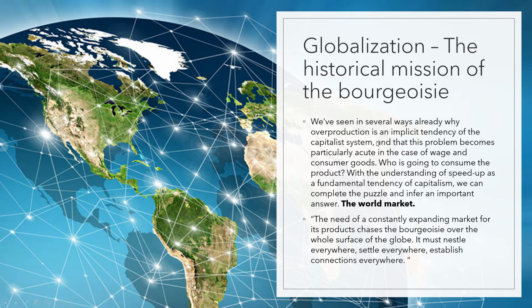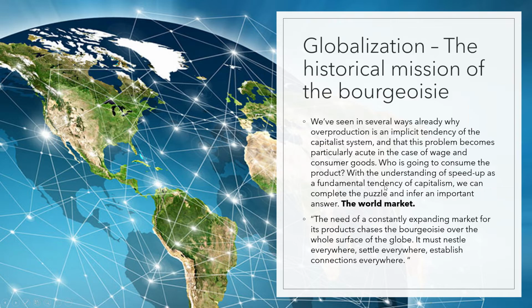There's an implicit tendency to overproduction in the capitalist system, and we've also seen that this problem becomes particularly acute in the case of wage and consumer goods. Who is going to consume the stuff? Who is consuming my end product? It can't be the workers. I don't want to pay them more. And as this problem builds up, we now have this associated technological dynamism, which is making it seem like I can get around the world faster. And you can see exactly what comes out of this. How do you find new consumer economies? Well, you do colonialism. You go somewhere else.